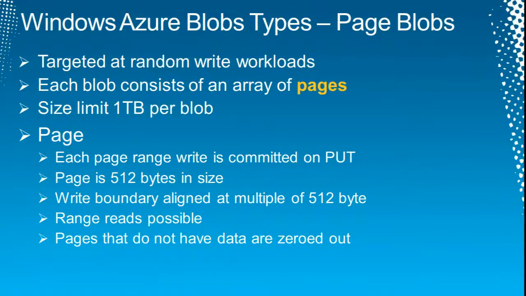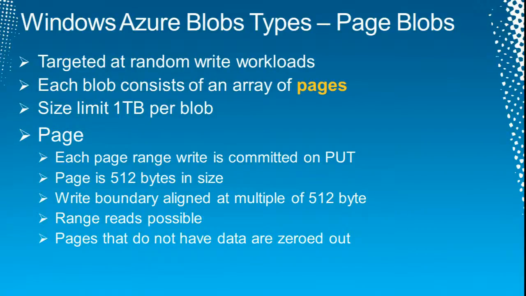Each page is 512 bytes in size. Whenever you write to the page blob, you need to make sure that you're aligned at a 512-byte boundary, a multiple of 512 bytes, and the size has to, again, be a multiple of 512. We allow you to write up to 4 MB worth of contiguous pages in a single shot, but it has to be a multiple of 512. And again, range reads are possible.